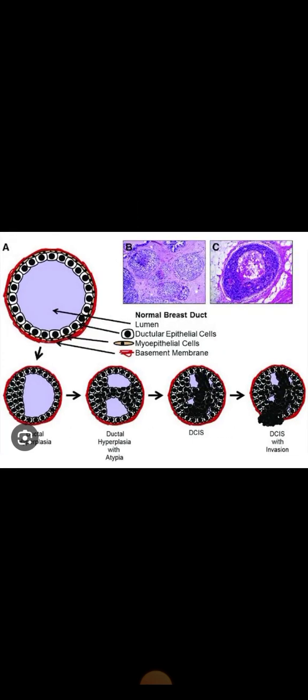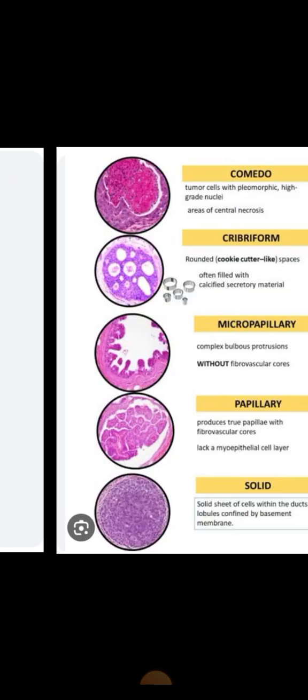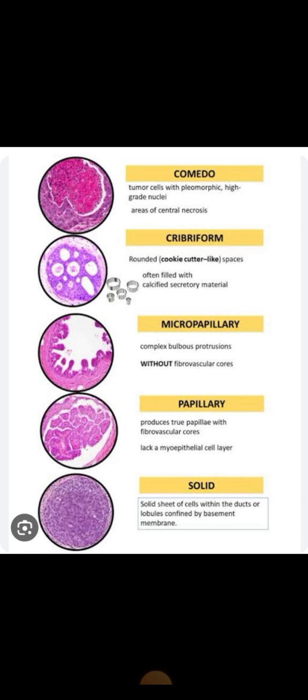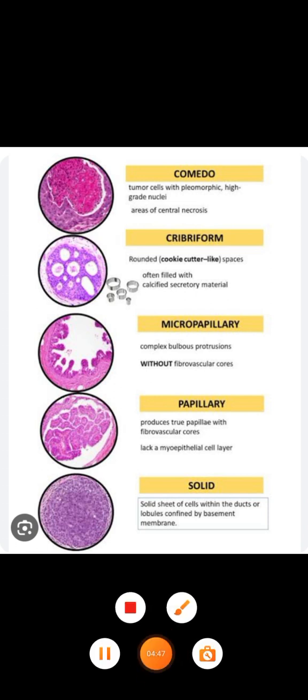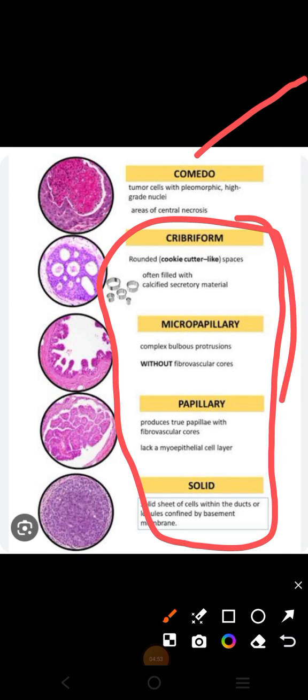And it involves both the lobules and ducts, but it changes the architecture of the lobules into the ducts. So it is ductal carcinoma in situ. In morphology, there are two types of ductal carcinoma in situ. One is the comedotype and the other one is non-comedotype. In non-comedotype, all these things are involved.